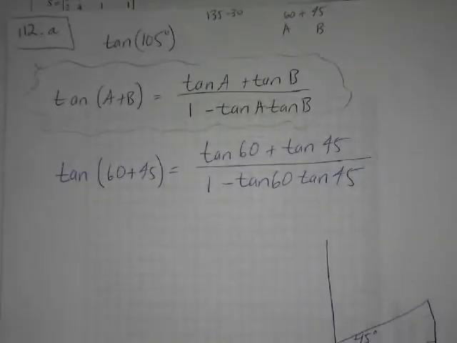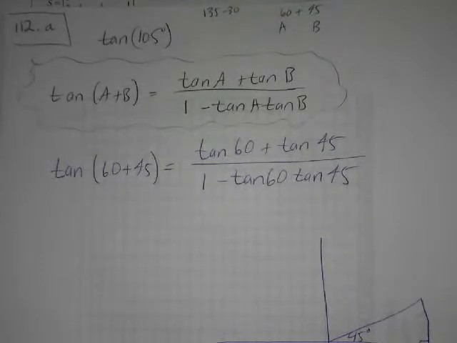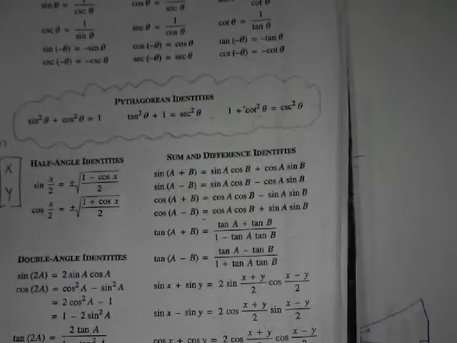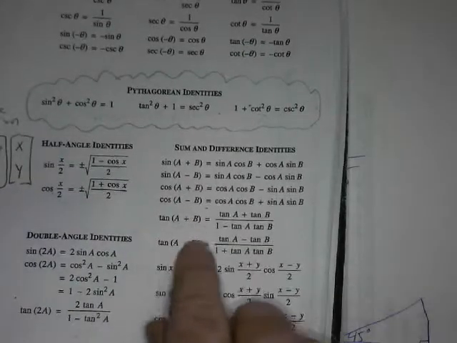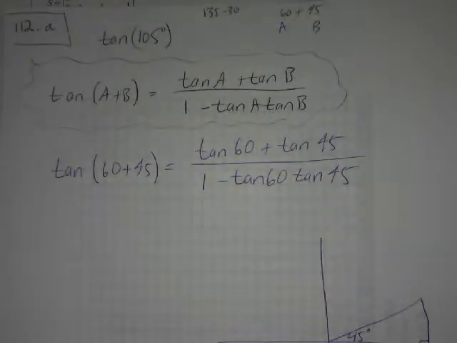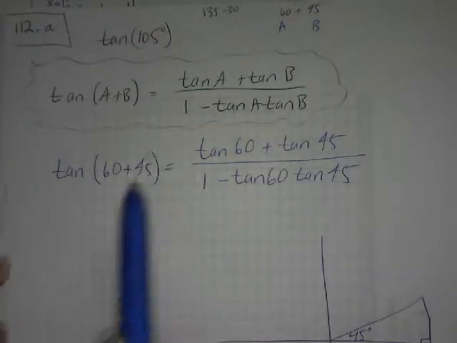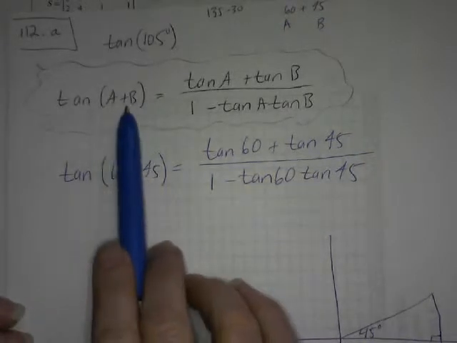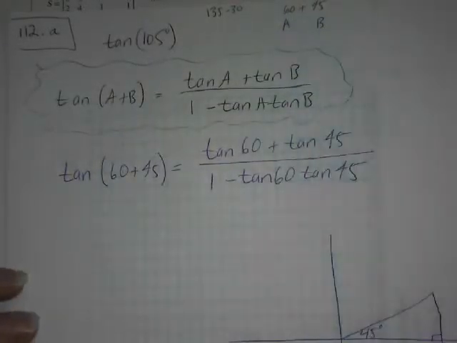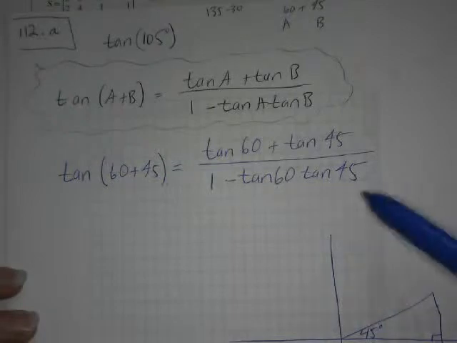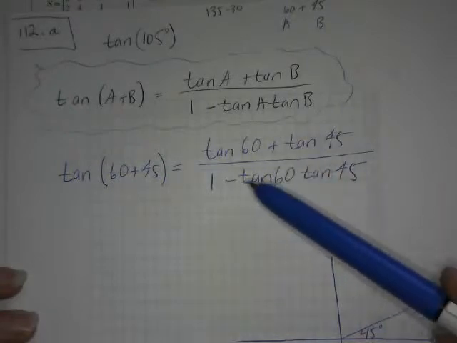So what I'm going to do, let's do the problem. I wrote down the formula. See, we got our formula sheet. It's on your formula sheet right there. Since 60 plus 45 equals 105, I just plugged them in for A and B. So I said A is 60 and B is 45. And see how I plugged them in the spots where they go.